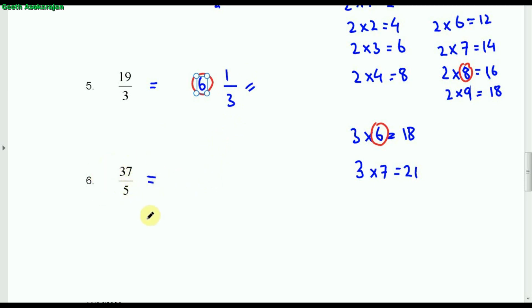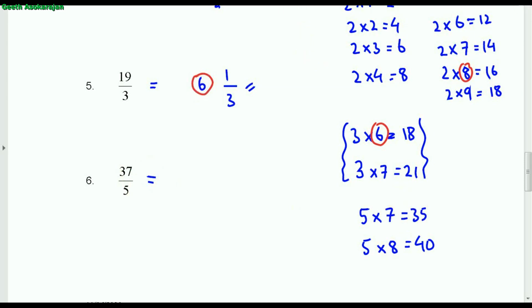So 37 over 5. Now using the 5 times table, we know that 5 times 7 is 35, and the next one is 5 times 8, which is 40. So 5 can't go into 37 8 times, since 40 is bigger than 37. So 5 goes into 37 at most 7 times.